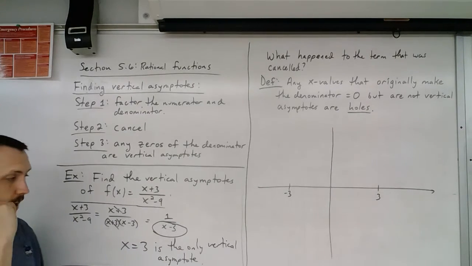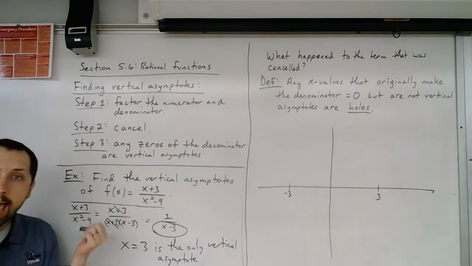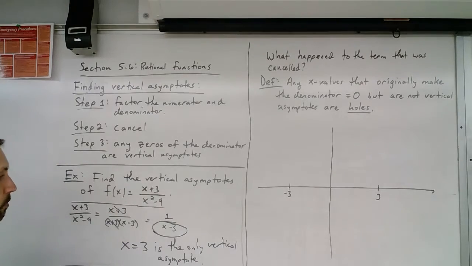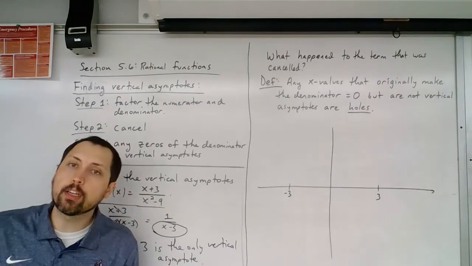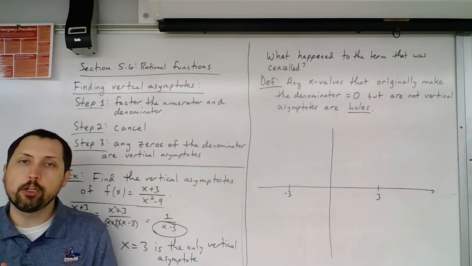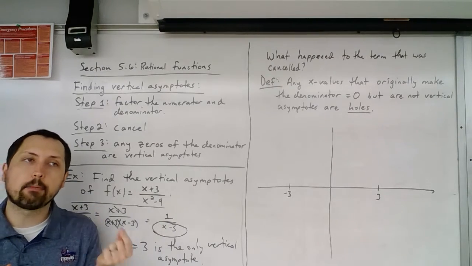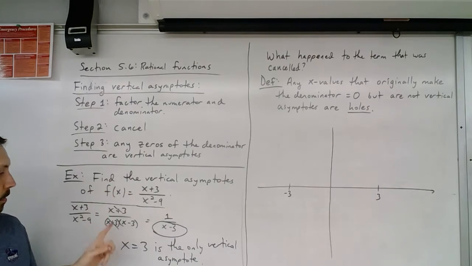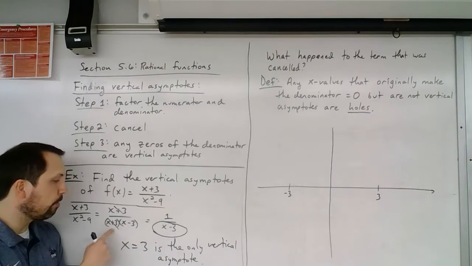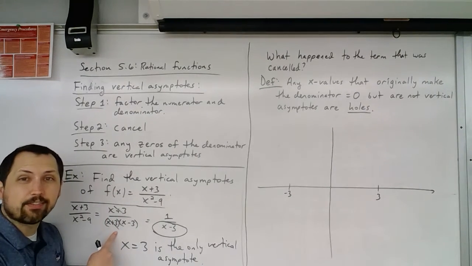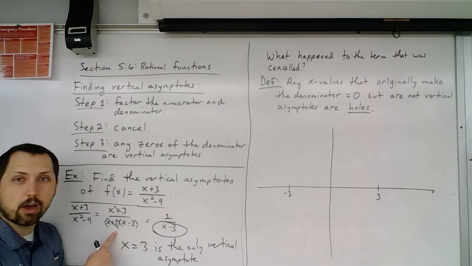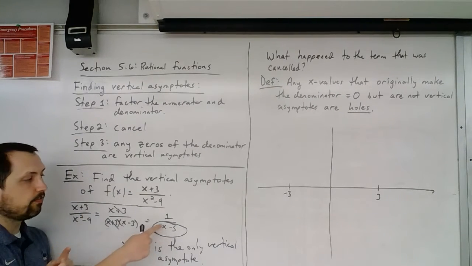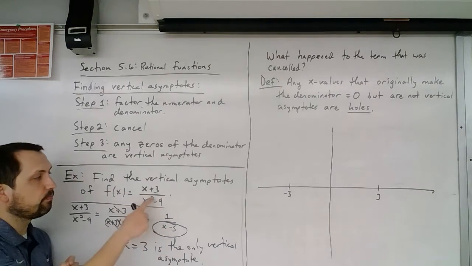Now, we might have a question of what happens to this other term, right? Because if you remember looking at domains of functions, you should remember that anywhere the denominator equals 0 is not in the domain. So here, when we look at the denominator, we see both x equals 3 and x equals negative 3 make the denominator equal to 0. Now, this is a different function. 1 over x minus 3 is not the same function as this.